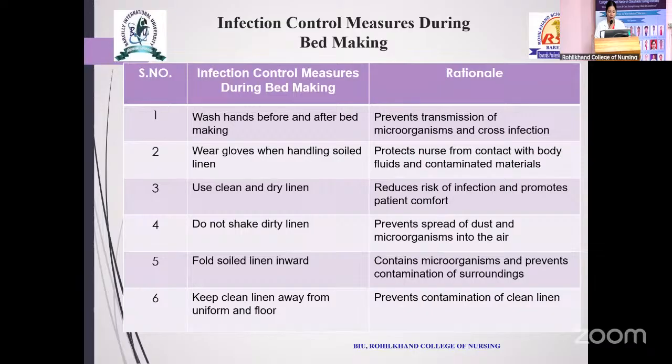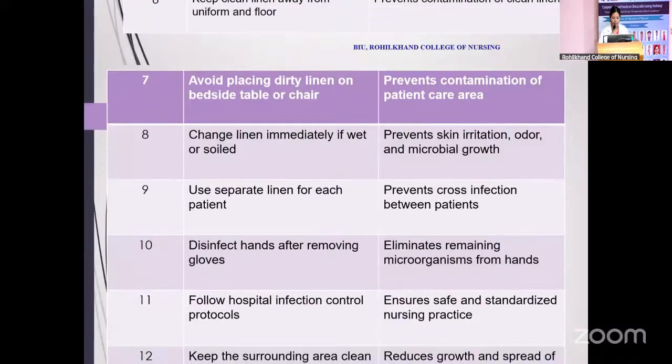Infection control measures during bed making. Some infection control measures: wash hands before and after bed making to prevent transfer of microorganisms and cross infection. Wear gloves and use clean and dry linen. Do not shake dirty linen; fold soiled linen inwards. Keep clean linen away, unfolded, and do not let it touch the floor.